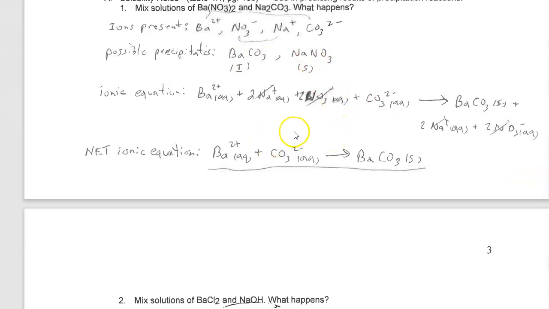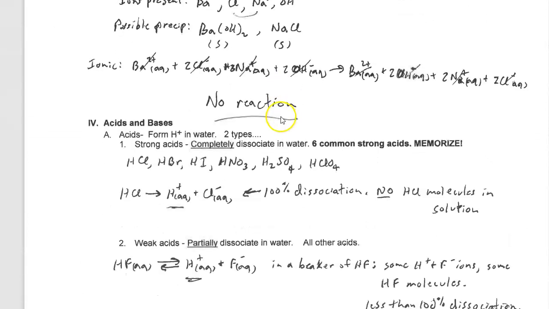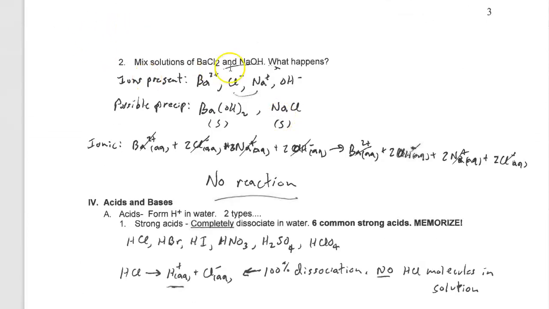All right, you want to see one more? All right, let's see if you can do this one. Mix solutions of barium chloride and sodium hydroxide. What happens? Okay, so first thing we're going to do is figure out what ions I have present.